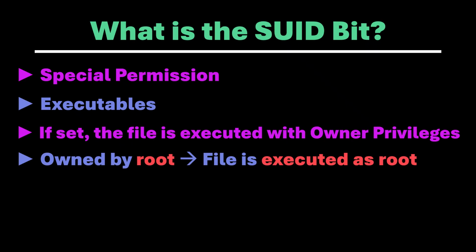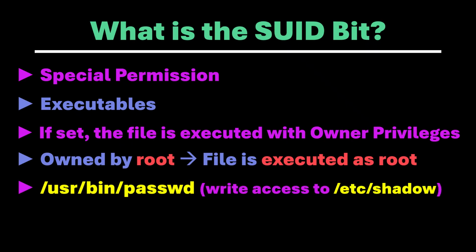A classic example is the program passwd, which users use to change their passwords. Because this requires write access to /etc/shadow, which may only be modified by root, passwd is equipped with a SUID bit. This gives the program the necessary privileges temporarily.